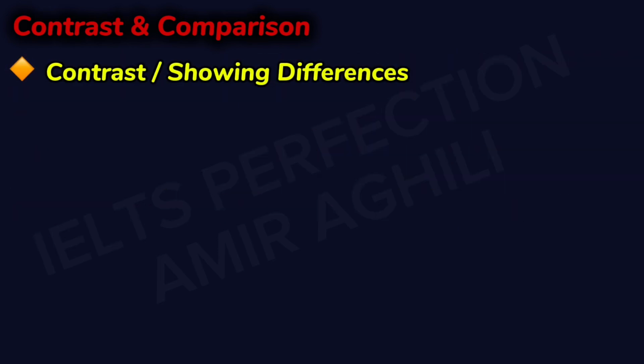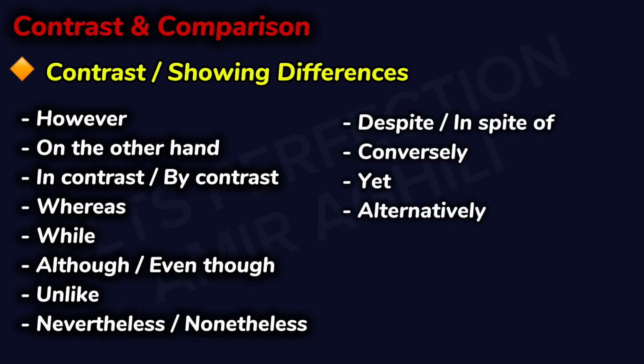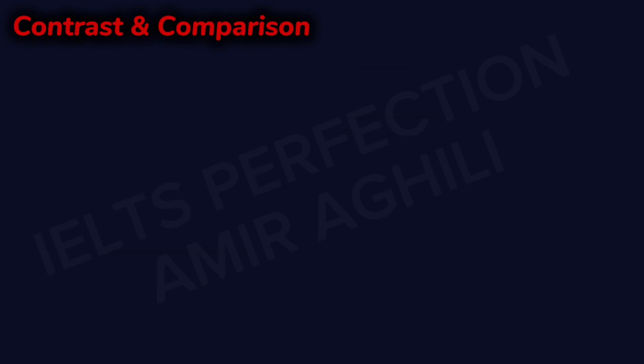Alright, now let's see what conjunctions you should use to show contrast in your writing. However, on the other hand, in contrast or by contrast, whereas, while, although or even though, unlike, nevertheless or nonetheless, despite or in spite of, conversely, yet, and alternatively. Okay, let's see some Band 8 examples for each.